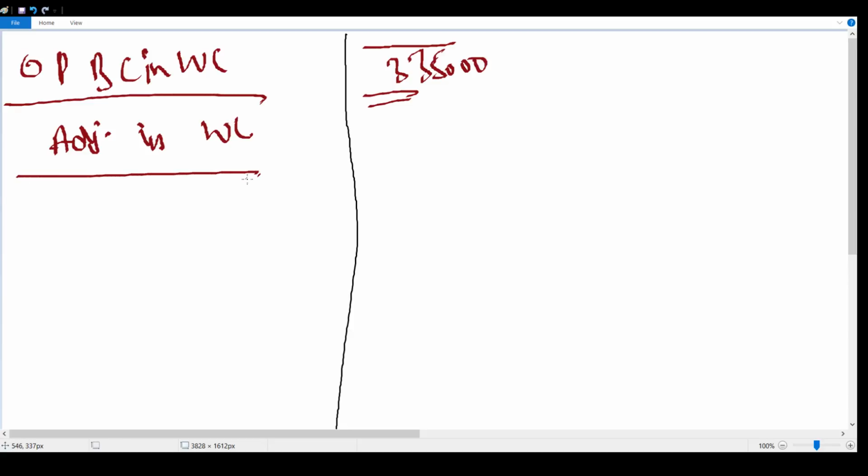Now adjustments in working capital. Firstly, trade payables from 5 lakh has gone to rupees 4 lakh. That is, we have paid some cash to the trade payables. So hence there is a decrease in the cash. So decrease in trade payables. How much amount? Rupees 1 lakh.